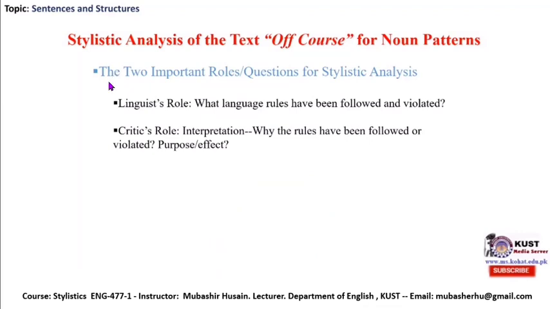Now remember one thing, when you do stylistic analysis, there are two important roles or questions. Please recall from lecture number 1, we discussed that whenever you do stylistic analysis, you assume two roles and you have two questions in front of you. Role number 1 is that of a linguist, and role number 2 is that of a critic. As a linguist, you ask the question, what language rules have been followed and violated? As a critic, you try to interpret, you see why the rules have been followed or why they have been violated.